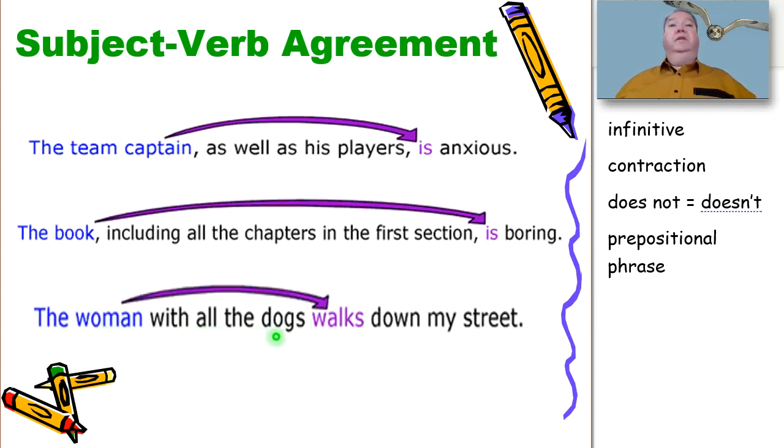The woman with all the dogs walks down my street. Subject: the woman. Verb: what does she do? The woman walks down my street. Which woman walks down your street? Well, the woman with all the dogs. With all the dogs describes the woman. Okay? Gives us more information about her, so we know which woman we're talking about. The woman with all the dogs. What's the subject? Not dogs. Woman. Woman walks.